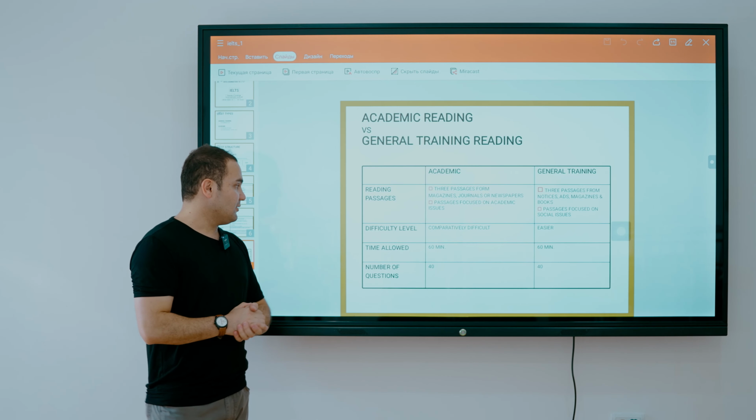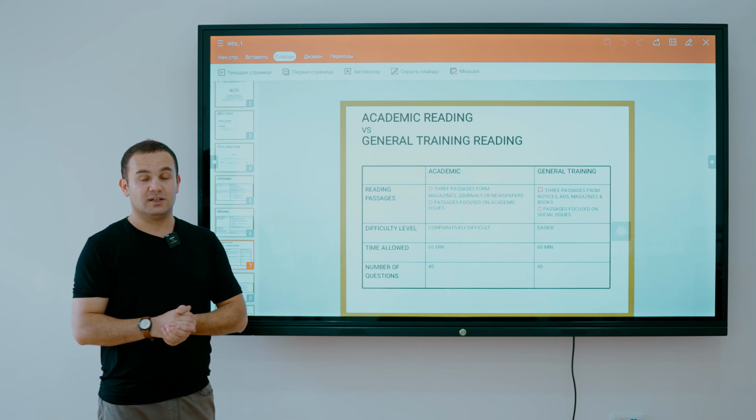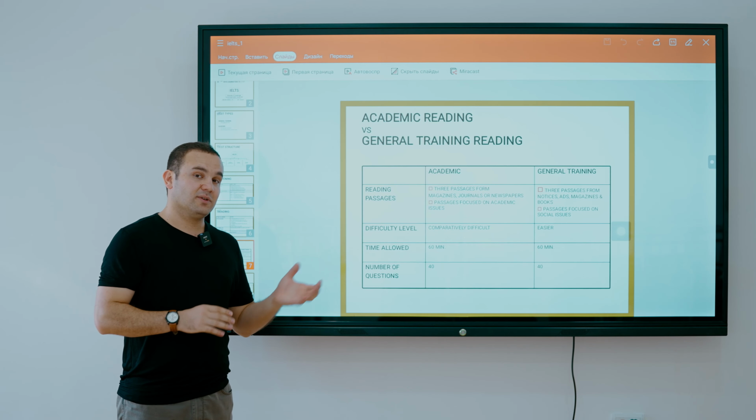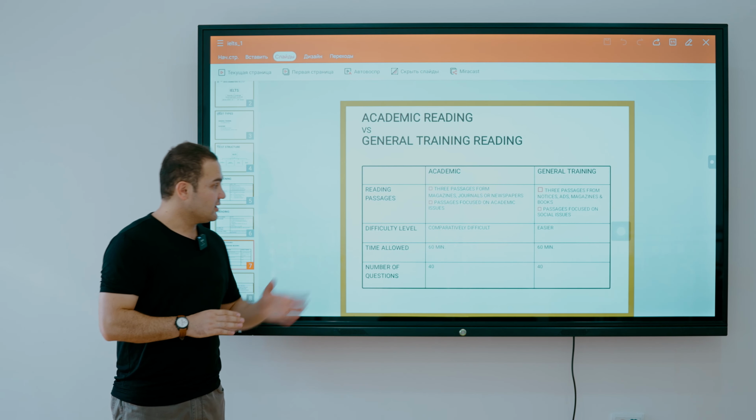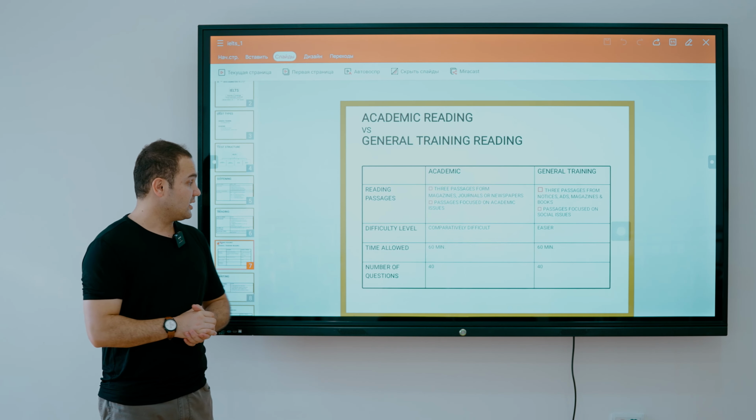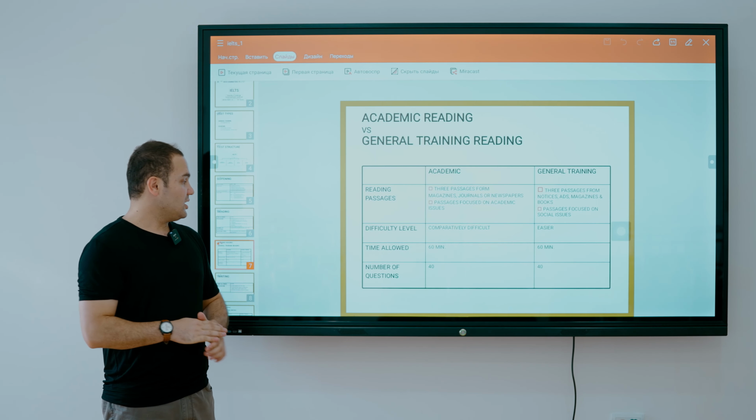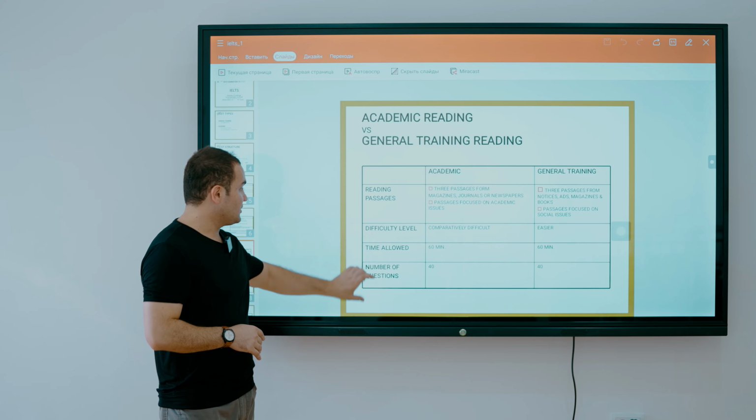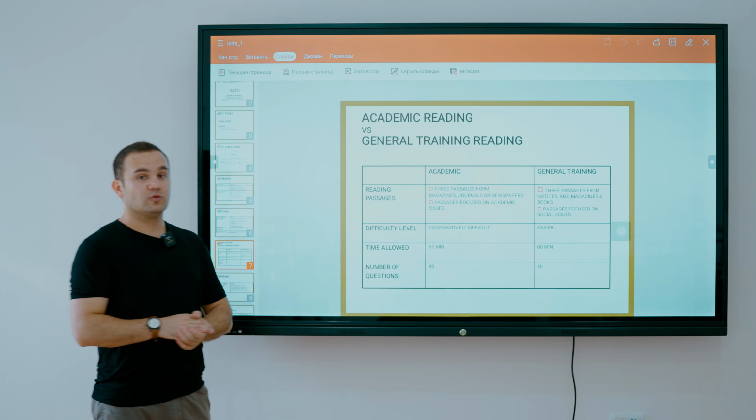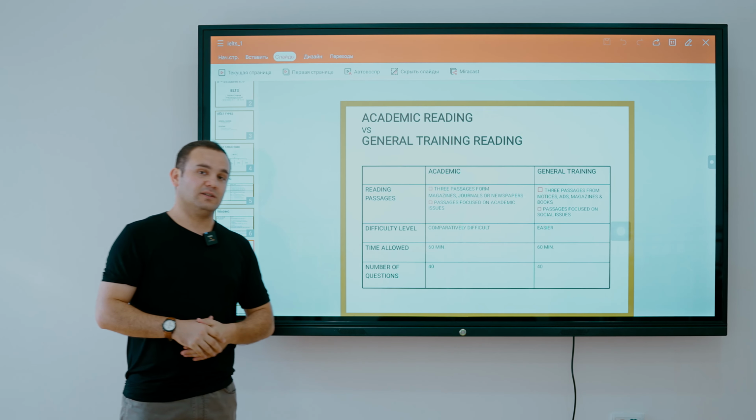About the difficulty level, the academic test is comparatively difficult, and the general training will be much easier than the academic one. The time will be the same, 60 minutes on each type of test. Number of questions: there are 40 questions on each type of test.